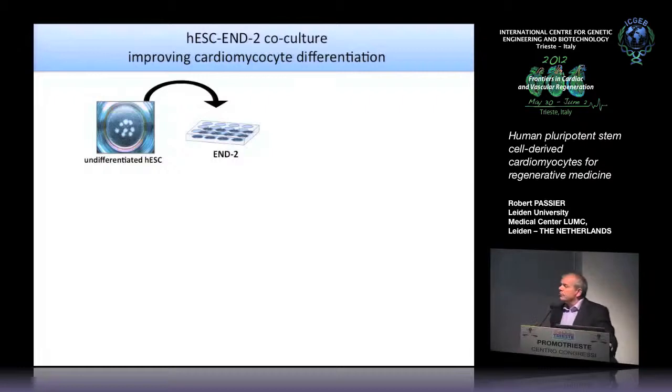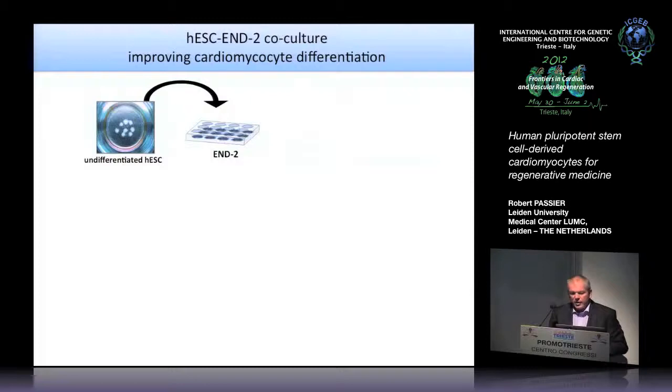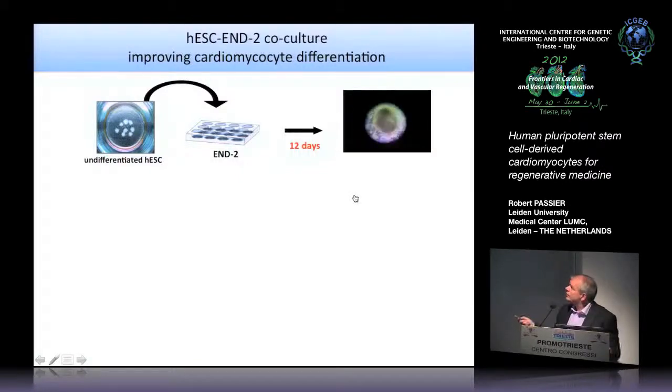So then, of course, how can we make cardiomyocytes from these pluripotent stem cells? Since the beginning, since we have the embryonic stem cells in the lab, we use a so-called co-culture system with endoderm-like cell lines, which is the END-2. After co-culture on these END-2 cells, we can actually differentiate these cells within 12 days, and you have beating aggregates like this. So this is what you see after 12 days.